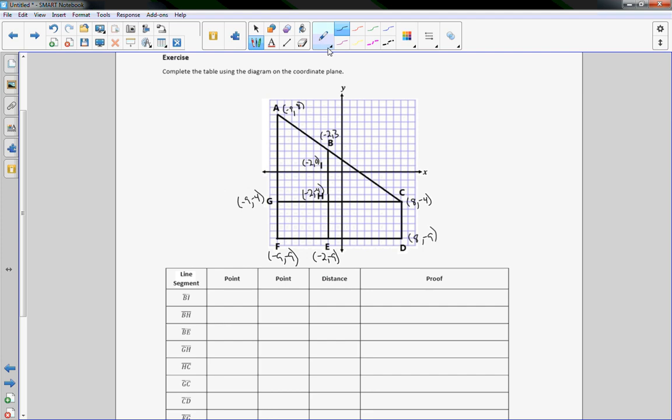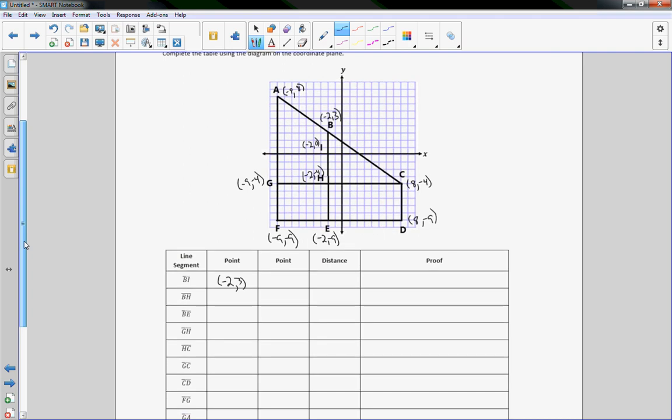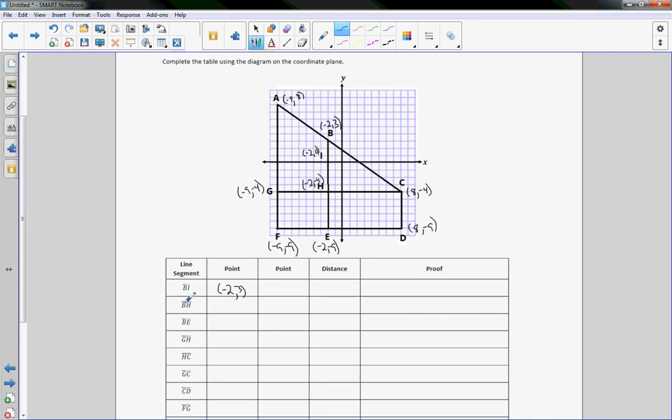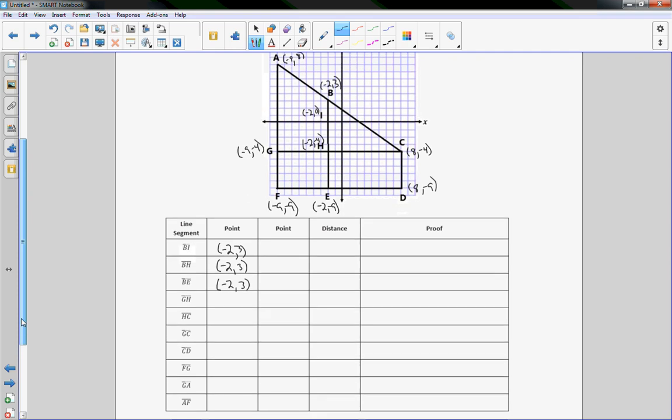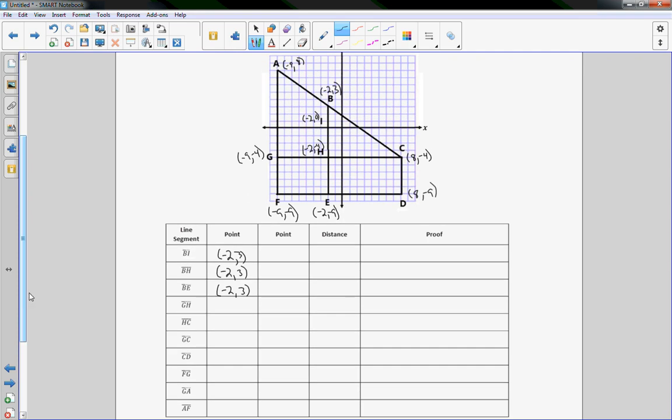Now we just have to write in those points. So I'm going to start with B. B is -2, 3. I'm just going to fill in all the B's first, since I started with B. Anywhere I see a B first, it's going to go in this column. Anytime I see a B second, it's going to go over here. So BH would be -2, 3 for my B. BE, this is -2, 3 because that's B. And then I look down further and I don't see any more B's.